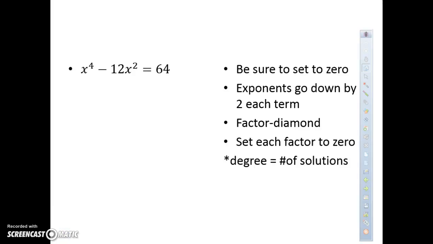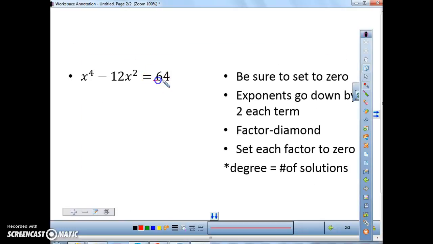Well, we got to be sure that it's set to 0, is it? No. So we got to manipulate it. What is that? All right. So subtract. So we get x to the 4th, x squared. We'll have to do some other technique to solve it. Yeah, we'd have to do some other technique that you don't know about probably yet.